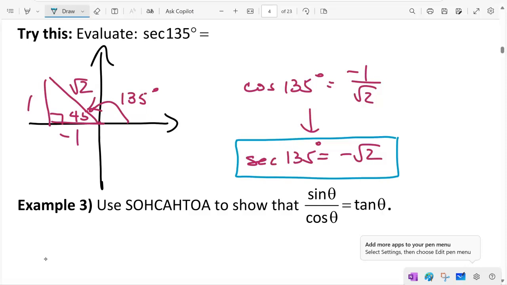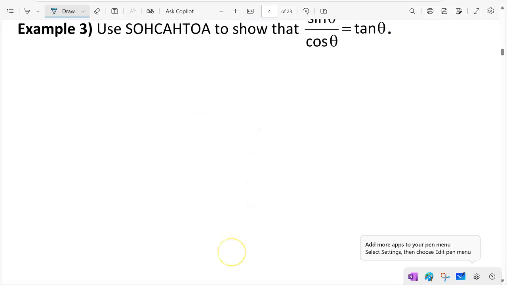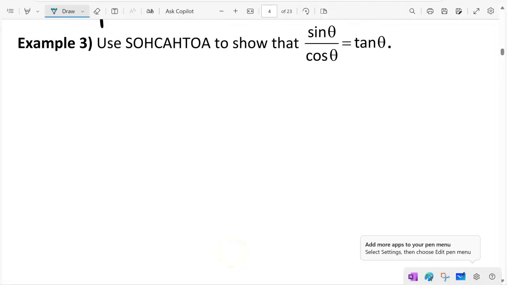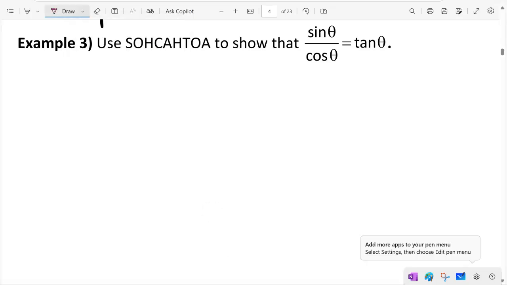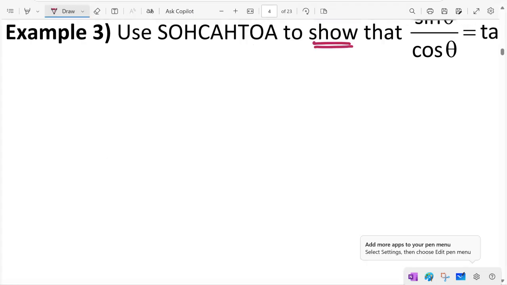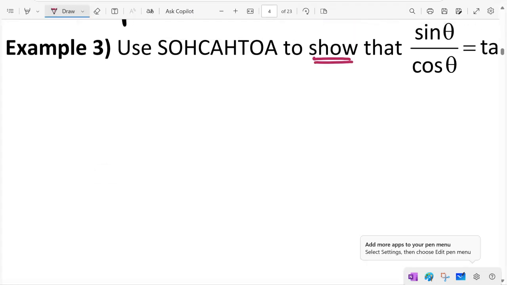All right, we're going to shift gears now, and we are going to develop one of the quotient identities. So we're going to use SOHCAHTOA to do that. It was typically not the way that we prove things, but this is essentially a proof. You'll know that from the phrasing, show this is true. It's not a typical proof in the way that you did two-column proofs in geometry. This one will be a little bit different.